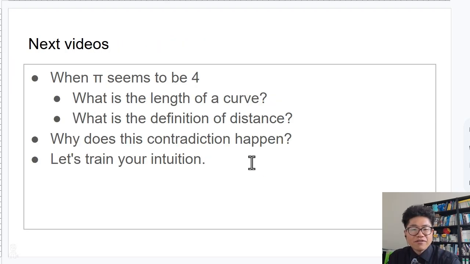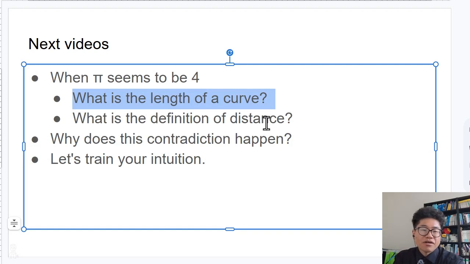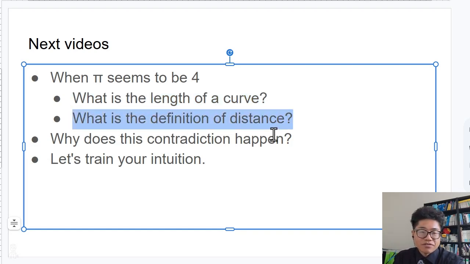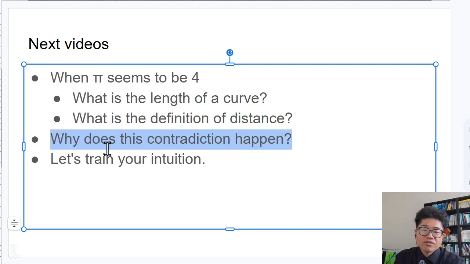In the following video, I will do the same things on a curve instead of a straight line. I use the popular internet example of pi is 4. In the end, it says the same thing as the straight line case discussed here. It leads to the question, what is the length of a curve? And that is also, what is the definition of distance? Then I want to discuss why this contradiction happens. Let's train your intuition.